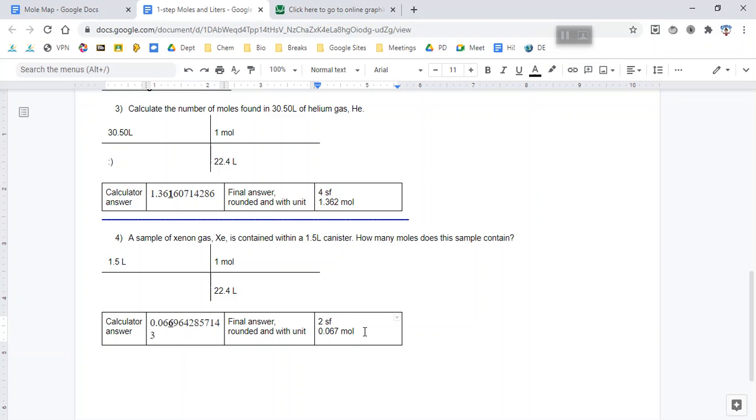You did it! It's your first jump into the wonderful world of moles. Good job, guys.